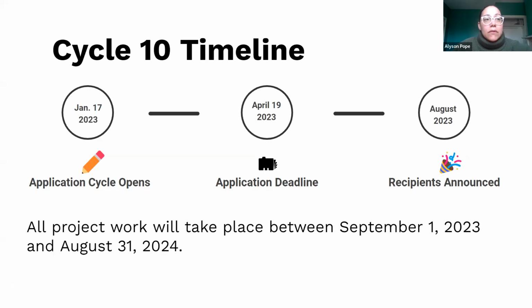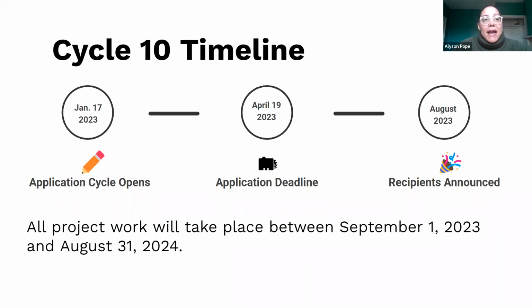Our timeline for Cycle 10 began on January 17, 2023, when the call for proposals opened. Proposals are due on April 19, 2023. Recipients will be announced in early August. We always notify applicants individually before the public announcement is made.